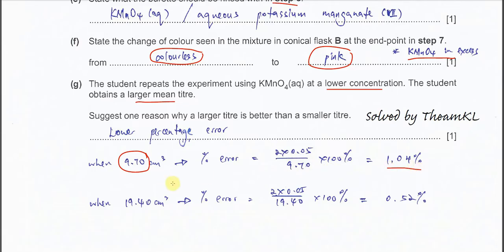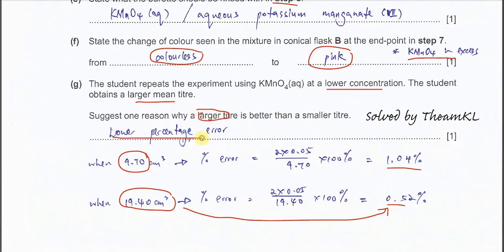If we use a larger volume, let's say the volume is doubled, so now it's 19.40. We do the same calculation: 2 times 0.05 over 19.4 times 100%, we get 0.52%. So when the titer is larger, it gives a lower percentage error. That's why it's better to have a larger titer than a smaller one, because of the lower percentage error.